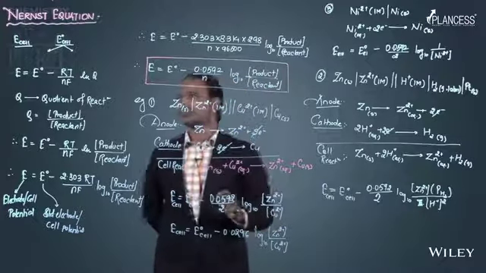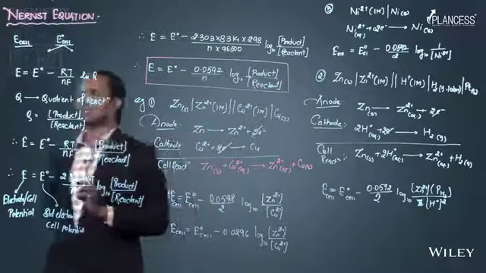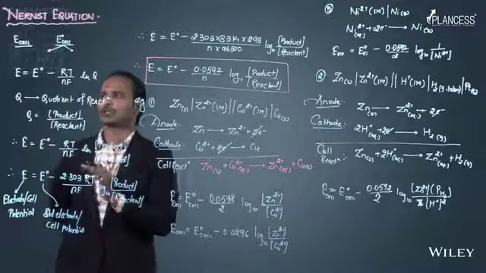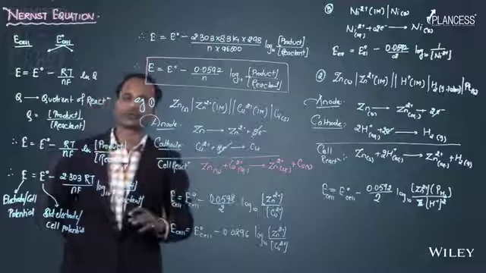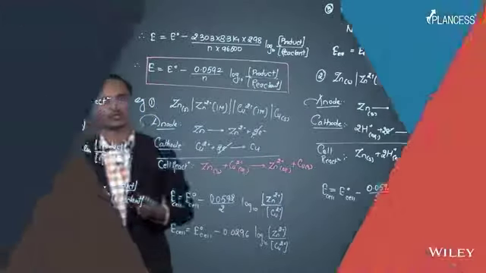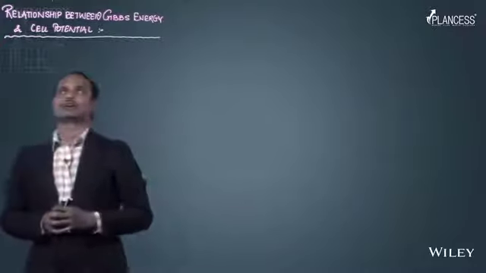So this is about the Nernst equation, which finally gives the relationship between the cell potential and standard cell potential, or between the electrode potential and standard electrode potential. Next we have to determine the relationship between the Gibbs energy, that is delta G, which tells us about the spontaneity of the reaction, and the cell potential. So ultimately we have to make a formula between delta G and E cell.